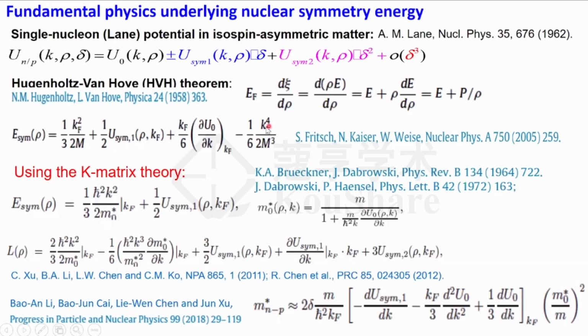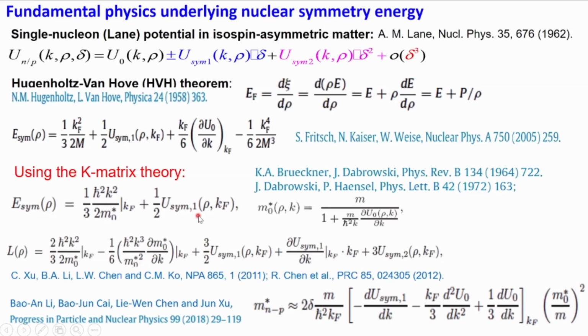Now, if you throw away the small relativistic correction and introduce the isoscalar nucleon effective mass, which is related to the momentum dependence of the isoscalar potential, then this term can be combined into the kinetic term. Then your symmetry energy becomes 1/3 the Fermi energy of quasi-nucleons with the effective mass m star, plus the explicit direct contribution from the isovector potential U sym1. So these two terms have very clear physical meanings.